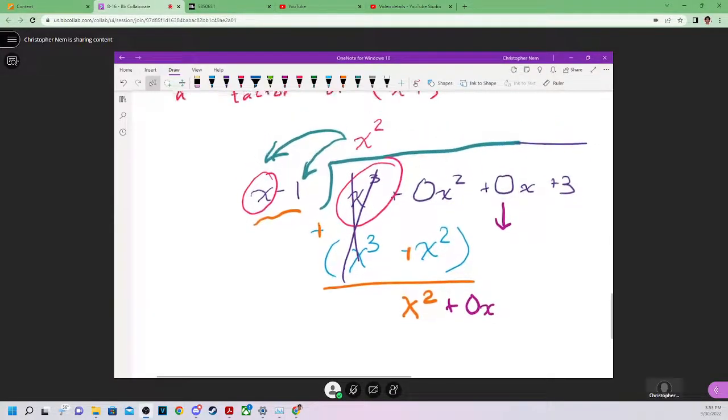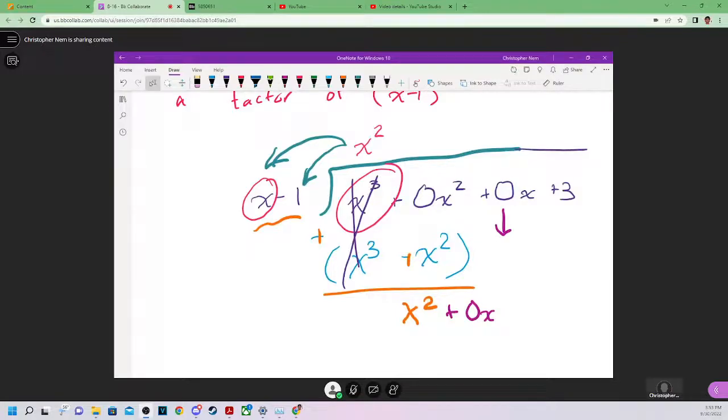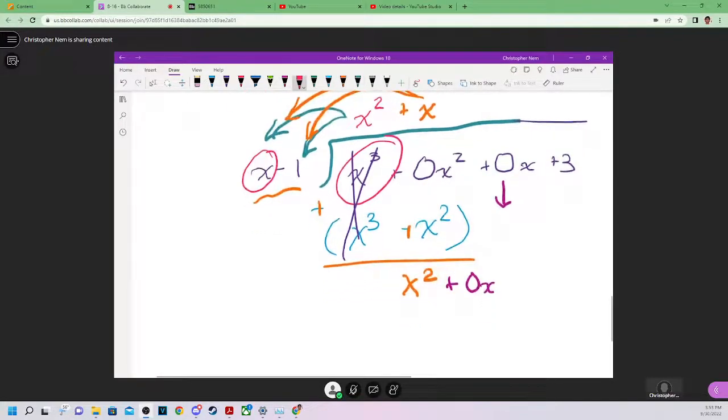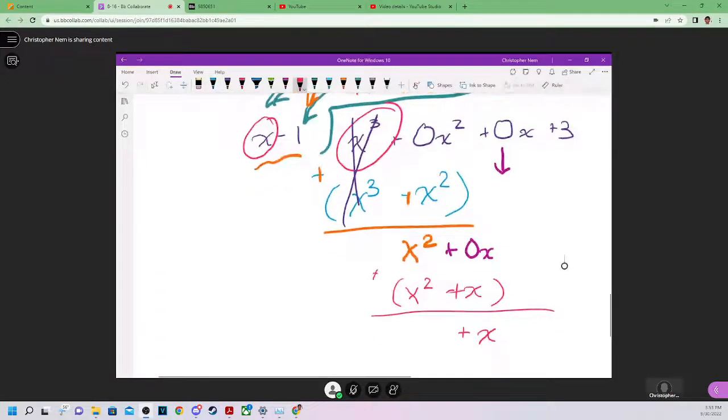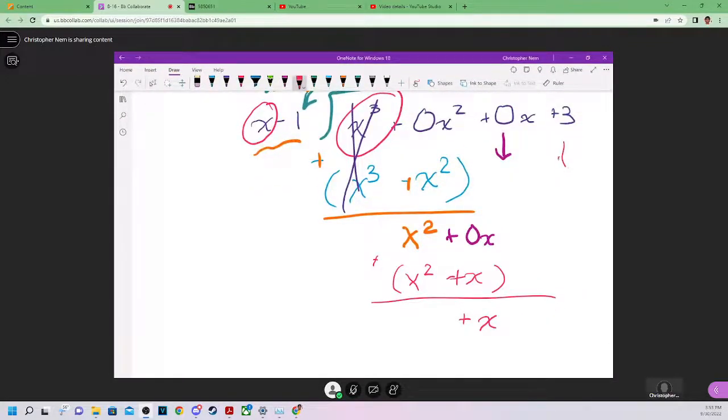But now I can actually divide them out again. So after I get two terms and two terms, I can divide the leading terms out. X squared divided by x, that's just going to be plus x. Distribute this guy out. And I should get x squared minus x. Subtract these out. Negative of negative is a positive. So this turns to plus x. And then lastly, drop that last plus 3 down.